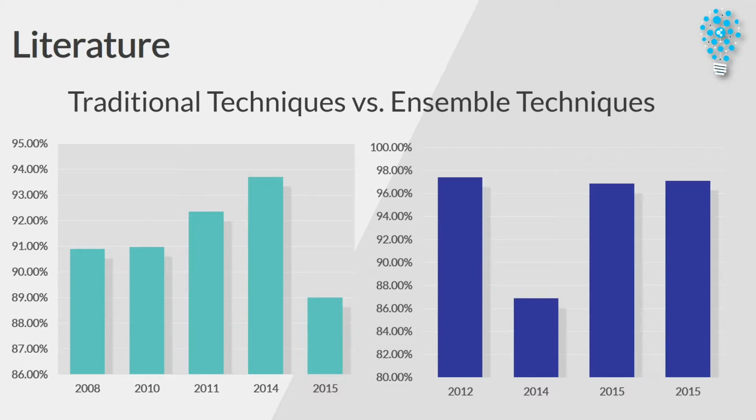Now on comparison of the techniques applied in literature on both public and private datasets, we can see that traditional techniques like decision trees, neural networks only give satisfactory results, while the ensemble techniques have improved the accuracy significantly in comparison.